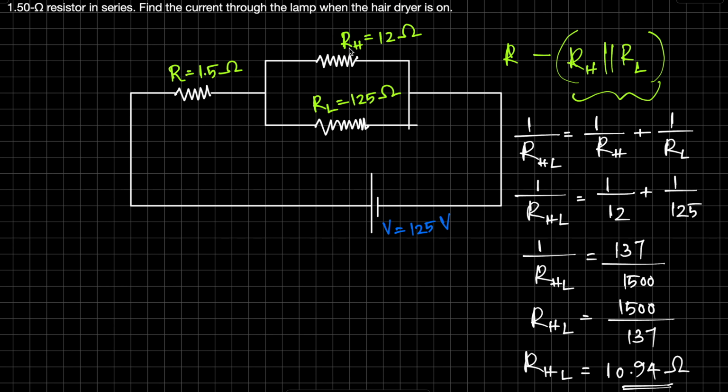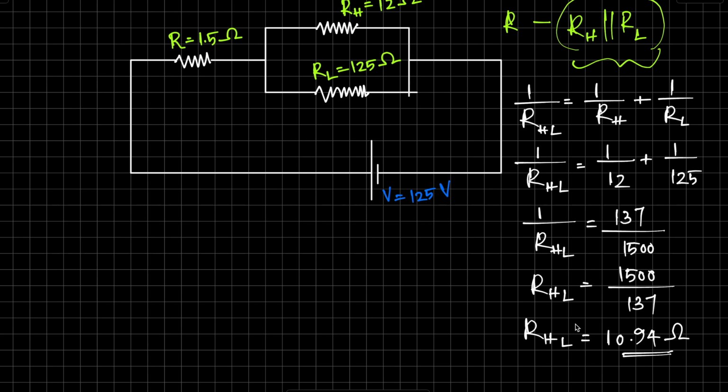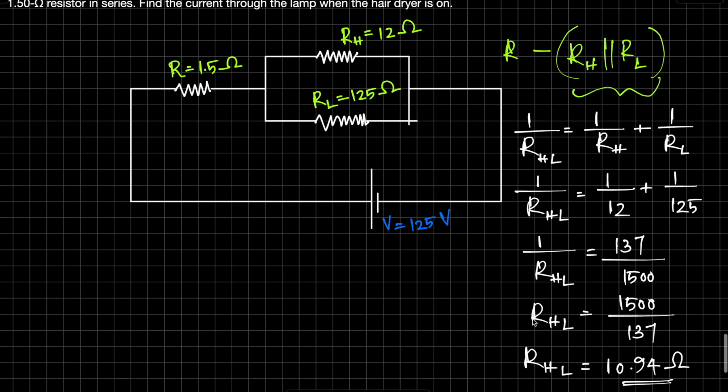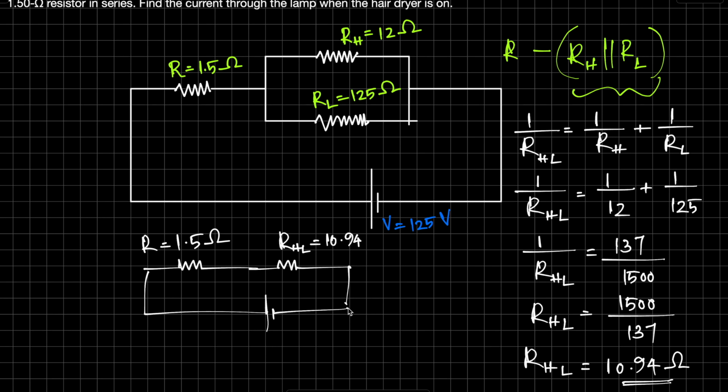That means we can replace RH and RL with a single 10.94 ohms resistor, and the circuit would behave the same. Now we have R, that is 1.5 ohms, and the equivalent resistance of RH and RL, that is RHL, 10.94, connected in series across a battery. So these two circuits are the same.